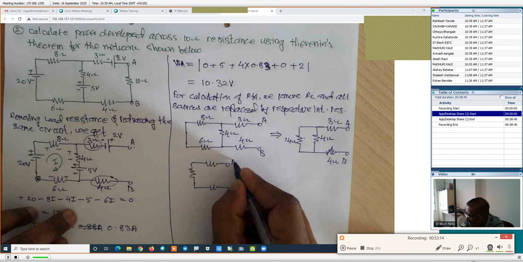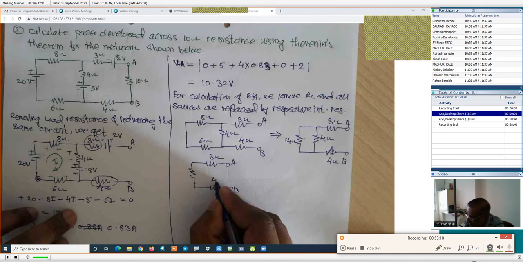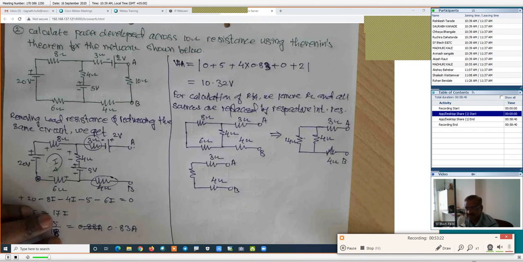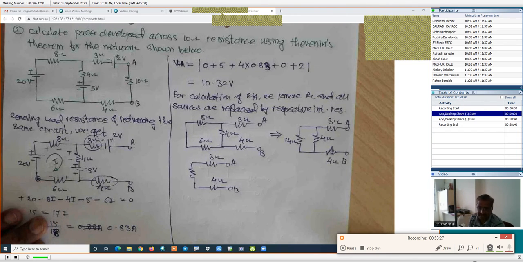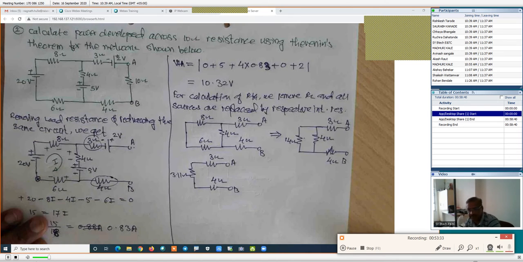There is A terminal, this is B, it is 3 ohm, and its value is 4 ohm. How much is this parallel combination? 3.11. 3.11 ohm. All of you should be with the calculator.